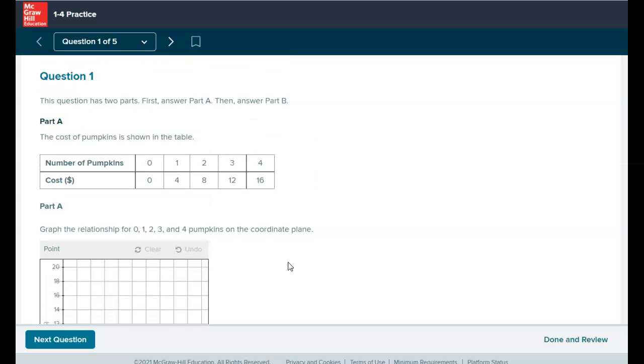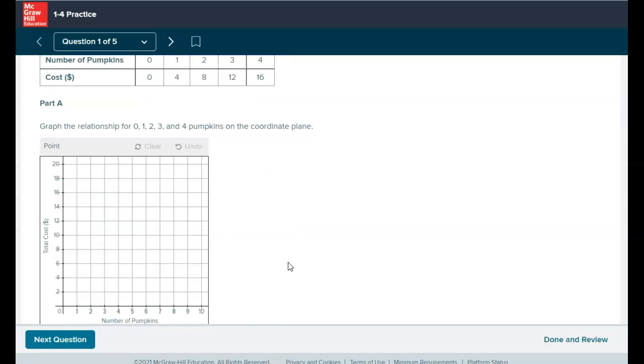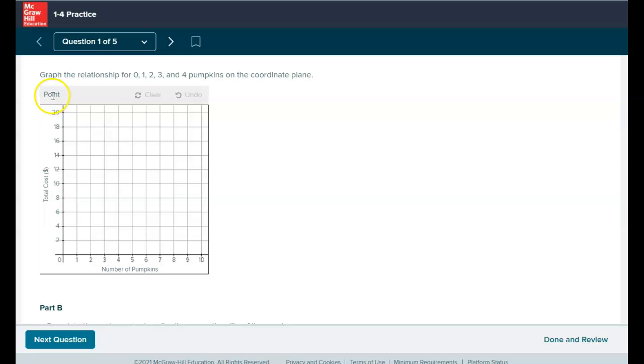So how do we do that graphing thingy? I guess we click point. Or do we just click on it? Oh, maybe we'll just click on it. Okay, so for 0, 0, let's see if we can put a point right here. 0, 0. It worked.